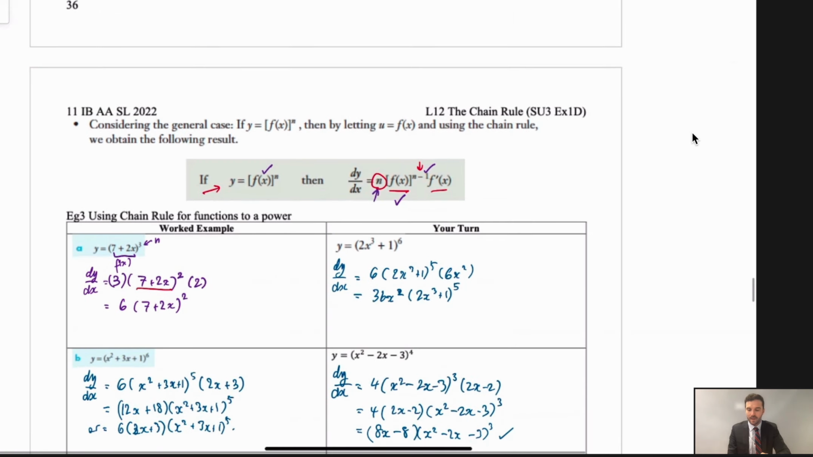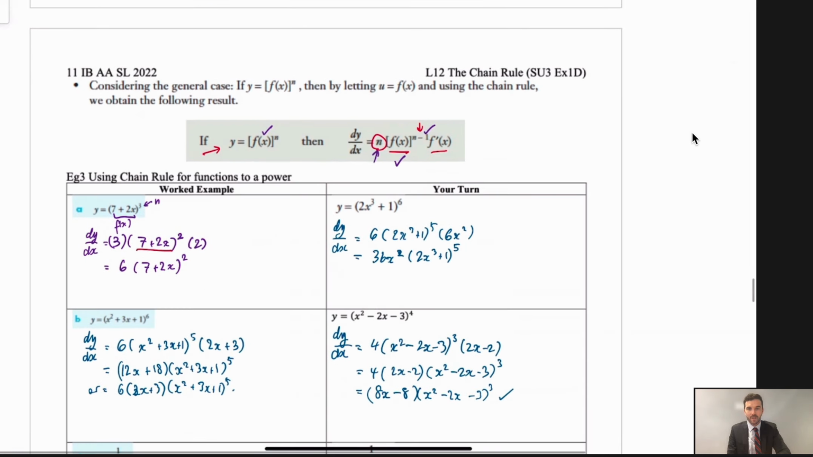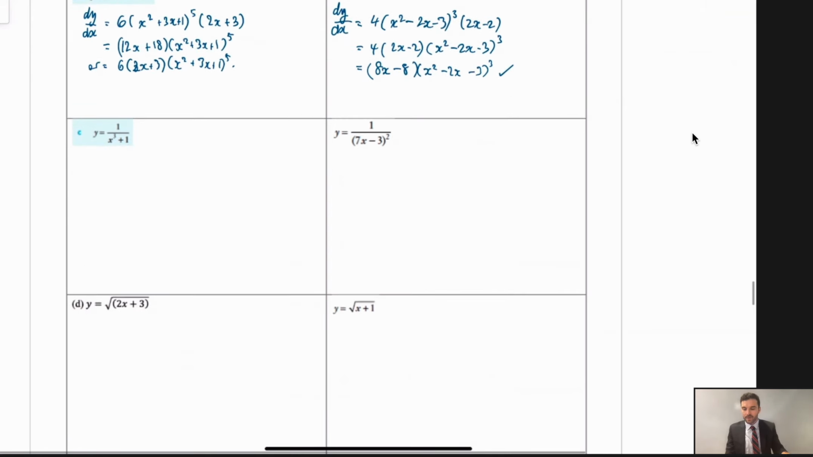The chain rule, example 3, and continuing on. So using the chain rule for functions to a power. Okay, so we're going to go through this example here.